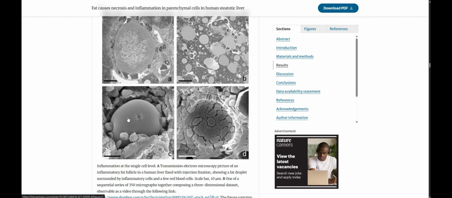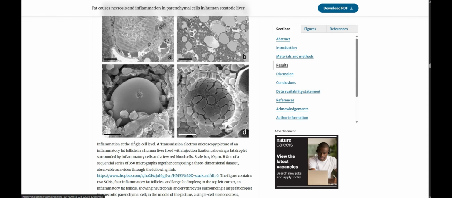Inflammation at the single cell level, transmission electron microscopy picture, so that's an A. And then this one is scanning electron microscopy. Both ultrastructural imaging is usually what I search. If you just search SEM, you'll see just cool pictures of a lot of different stuff. It's used in engineering to see like where stress is occurring.